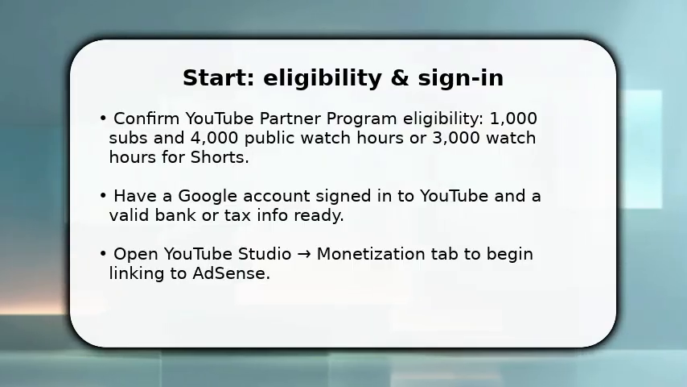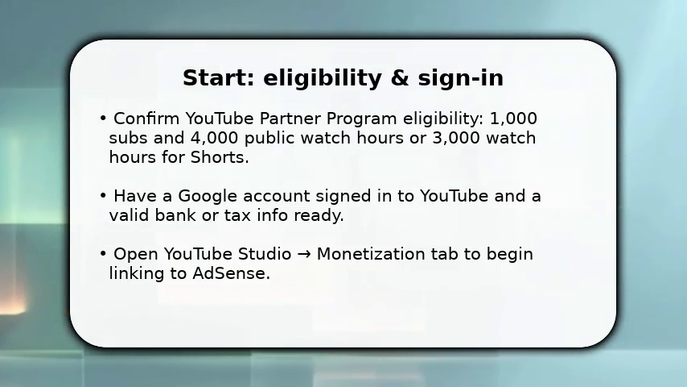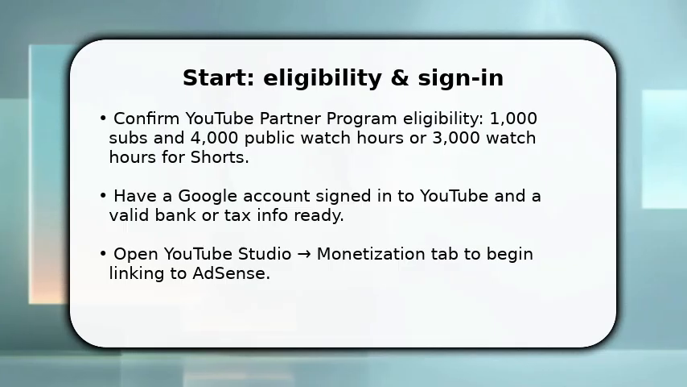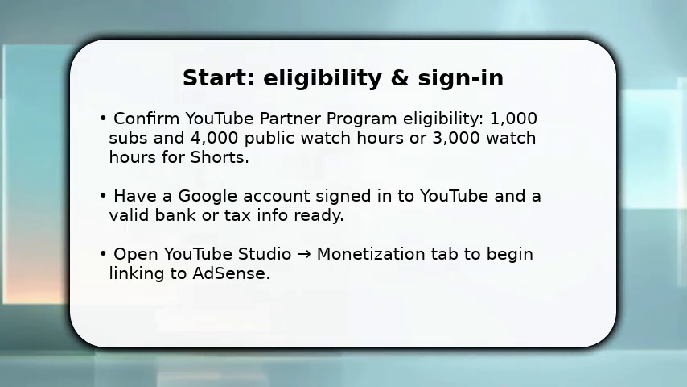You're going to begin by verifying eligibility and signing in. First, make sure your channel meets the partner program thresholds, subs, and watch hours, since Adsense linking requires monetization access. Once done, check your Google account and prepare bank and tax details. These speed up approval. Now, open YouTube Studio and navigate to the Monetization tab.